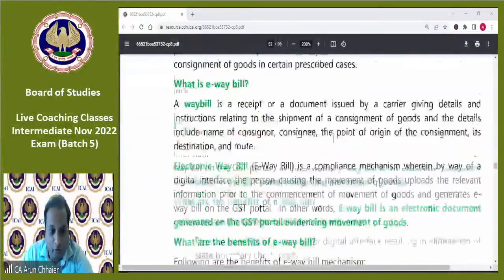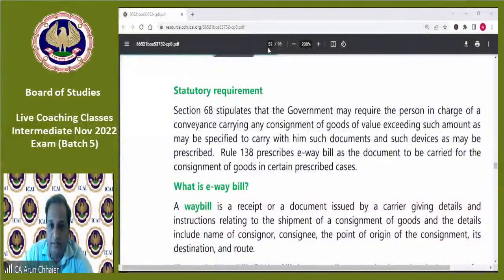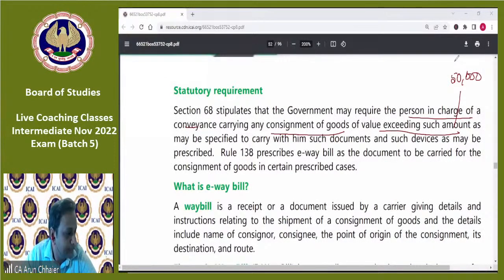So section 68, what is the main provision? The starting provision is section 68, which says that the government may require the person in charge of a conveyance carrying any consignment of goods of value exceeding such amount, that is normally 50,000, to carry such document and such device as may be specified.